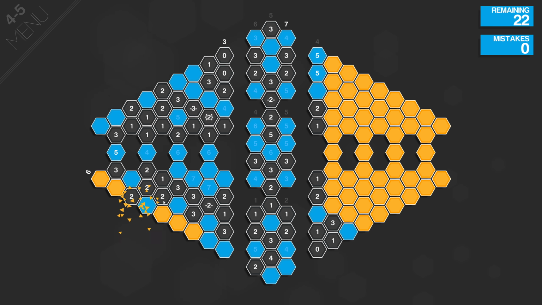That 2 now sees 2, as does this one. That 2 sees 2. That 3 needs a third. This 2 sees 2. That one gets that. That 6 is now solved. This 5 is now solved. That's the left-hand side of the puzzle finished.